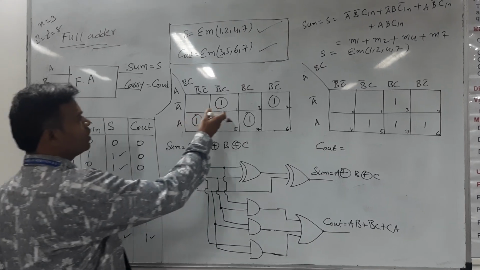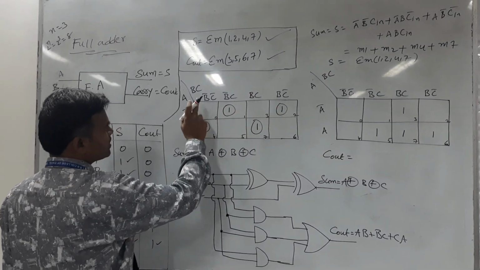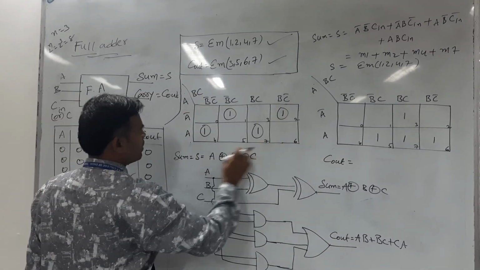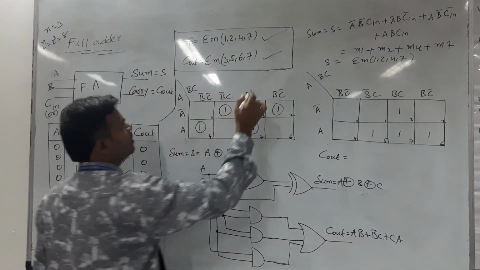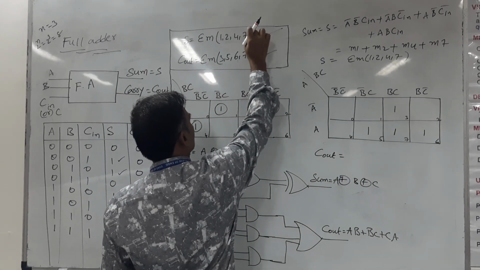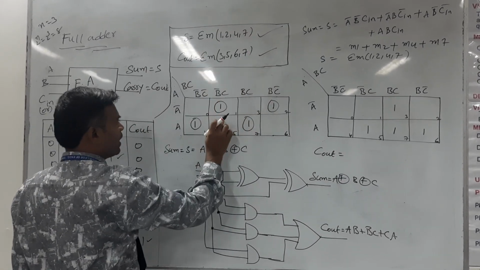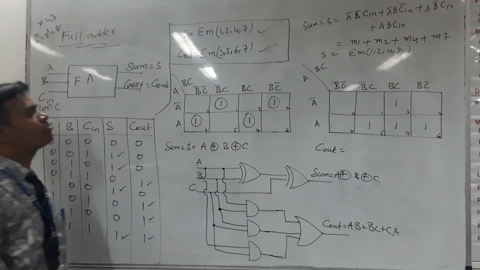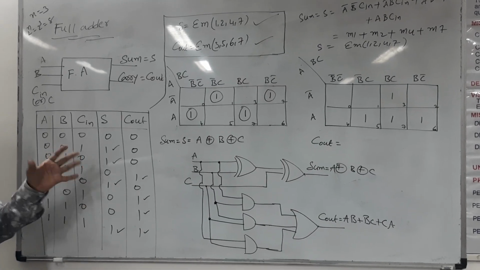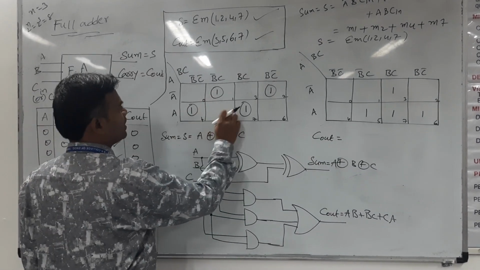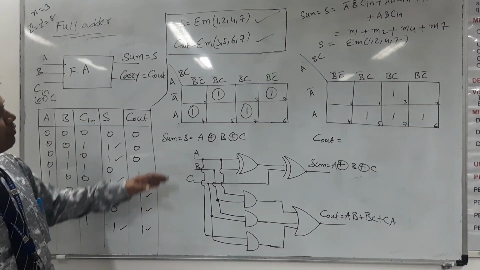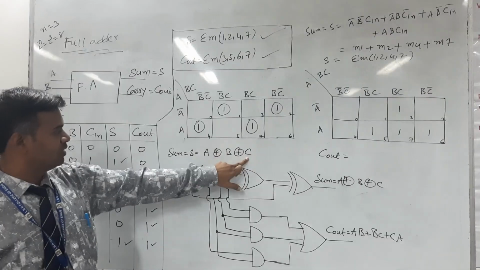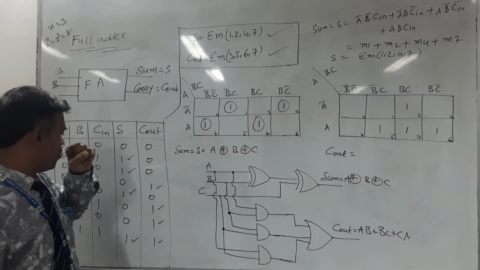Here I drew the 3 variable K-maps. One is for the simplification of the sum expression, and the next one is for the simplification of the carry expression. In this 3 variable K-map, you enter the corresponding min terms. Once I mapped them, the resultant min terms are like this. By observing this 3 variable K-map, there are no adjacent min terms. All the min terms are isolated and grouping is not possible. Therefore, we can write the simplified expression as A XOR B XOR C. So this is the simplified Boolean expression for the sum output.